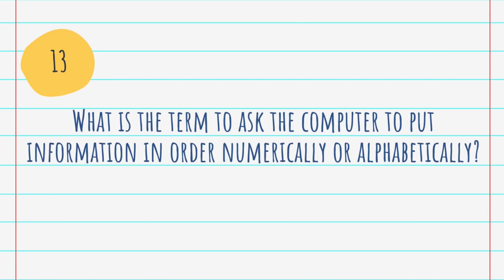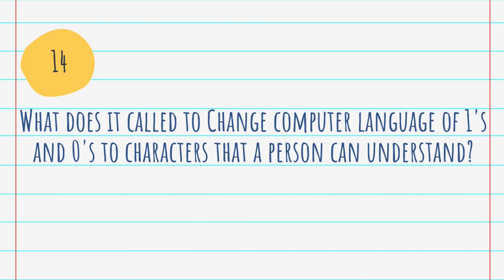Question number 13. What is the term to ask the computer to put information in order numerically or alphabetically? And the answer is sort. Basically, sorting means arrange data in a proper or correct sequence. Question number 14. What does it call to change computer language of ones and zeros to characters that a person can understand? Answer is decode. Basically, decode is nothing but to take out of code and put into understandable language.